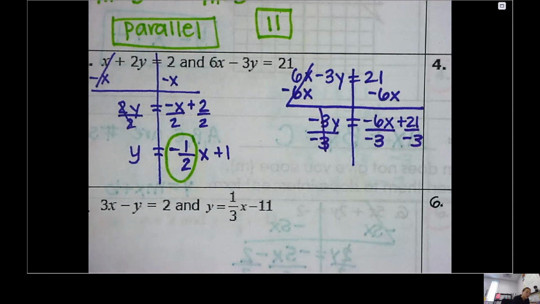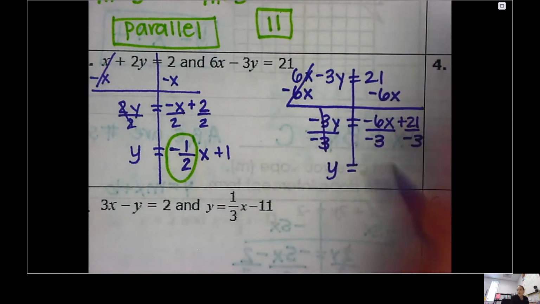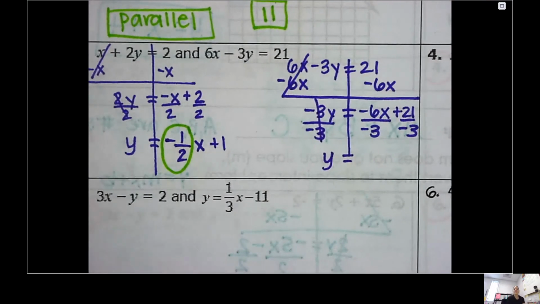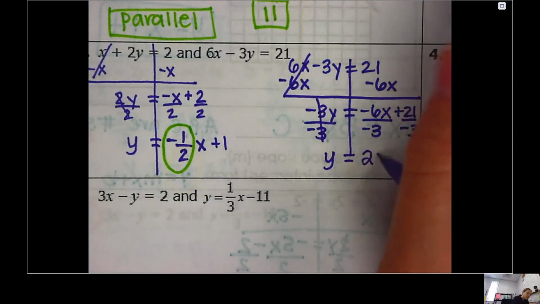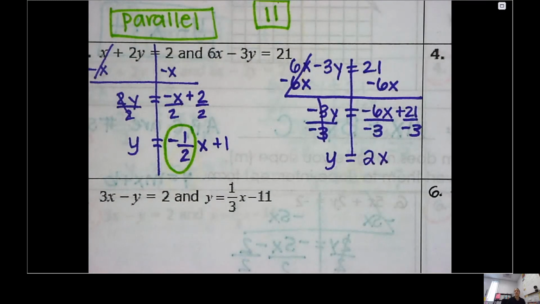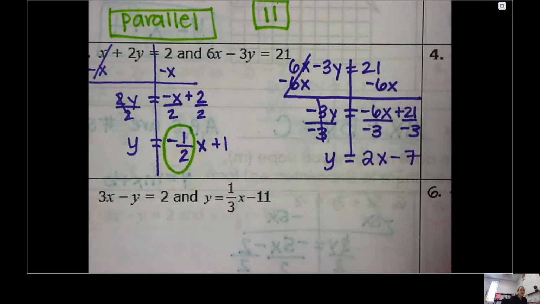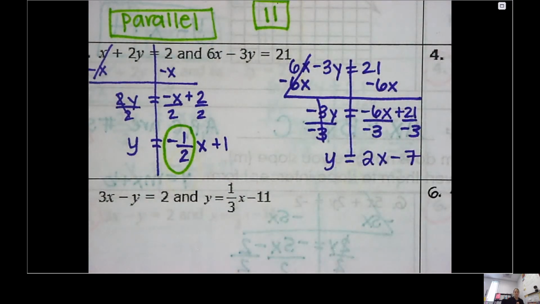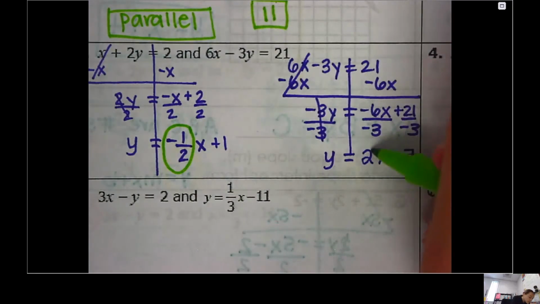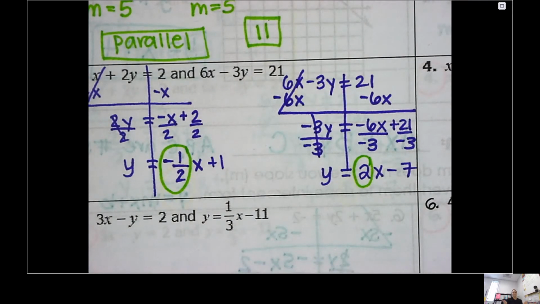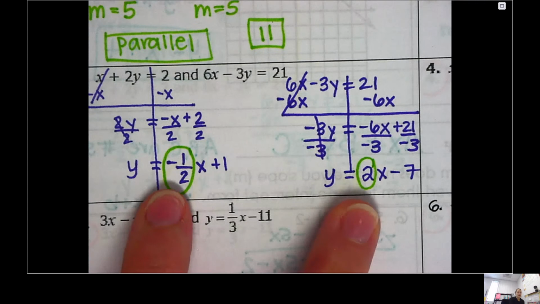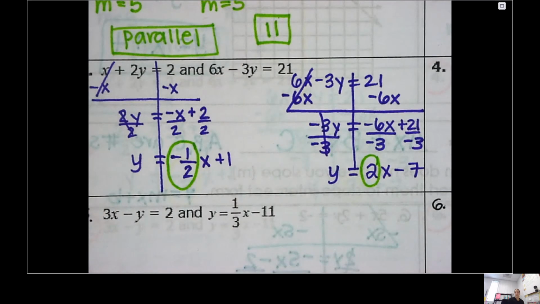Okay. So I get y equals, I know I'm going quickly, I'm sorry. What is negative 6 divided by negative 3? Positive 2. So this is 2x. And what is 21 divided by negative 3? Negative 7. Okay. What is my slope of this problem? 2. Now, are these slopes the same? No. Heck no.